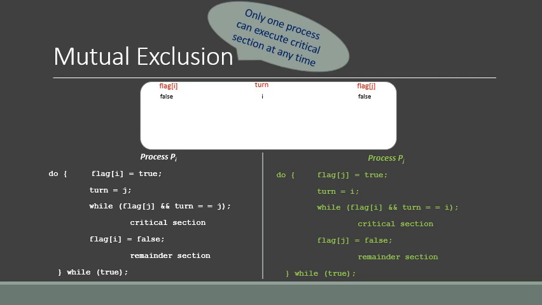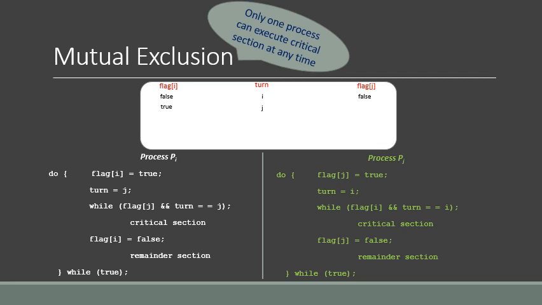Now suppose process Pi wants to enter its critical section. So process Pi will execute its entry section code. In the entry section, it will change the flag of i to true and it would set the turn variable to j. Hence, you can see the flag of i is true and turn has been set to value j.